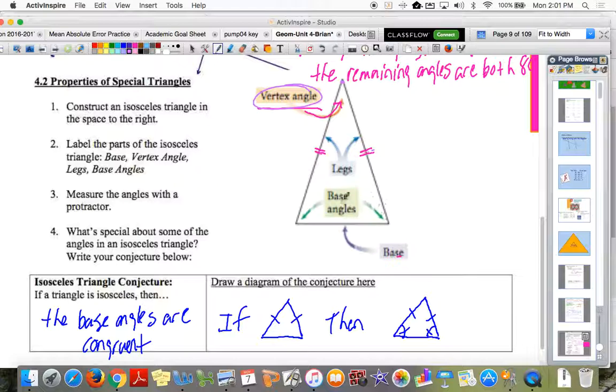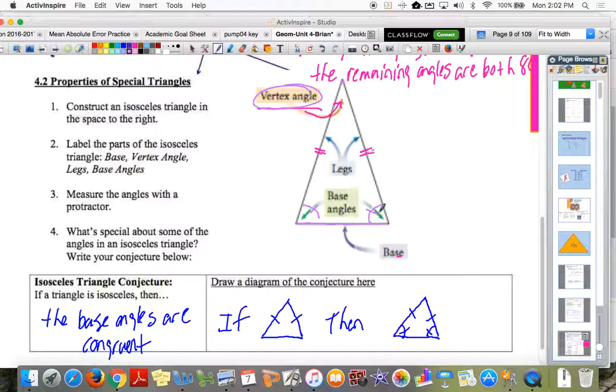And then the other angles are called the base angles. Sometimes we refer to the base as the bottom of the triangle, but really it's where the non-congruent sides meet. The congruent sides meet at the vertex angle, the non-congruent sides meet at the base angle. All right. So if we then measure our base angles in an isosceles triangle, not only do we have two congruent sides, we also have a pair of congruent angles. So that is one of the properties of isosceles triangles.